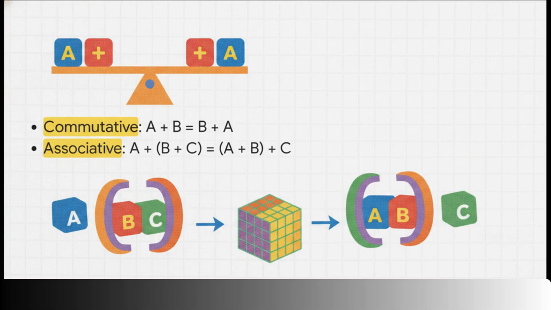Basically, matrix A plus matrix B is exactly the same as matrix B plus matrix A, because we're just adding individual numbers inside the grid. 1 plus 5 is identical to 5 plus 1. And on top of that, it also has the associative property, meaning if you're adding three matrices together, say A, B, and C, it really doesn't matter if you add A and B first or B and C first. The way you group them won't affect your final grid one bit.